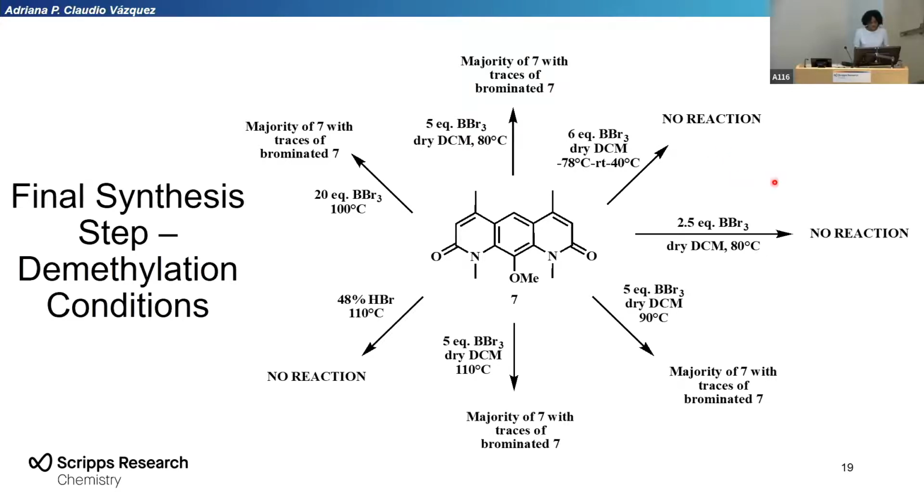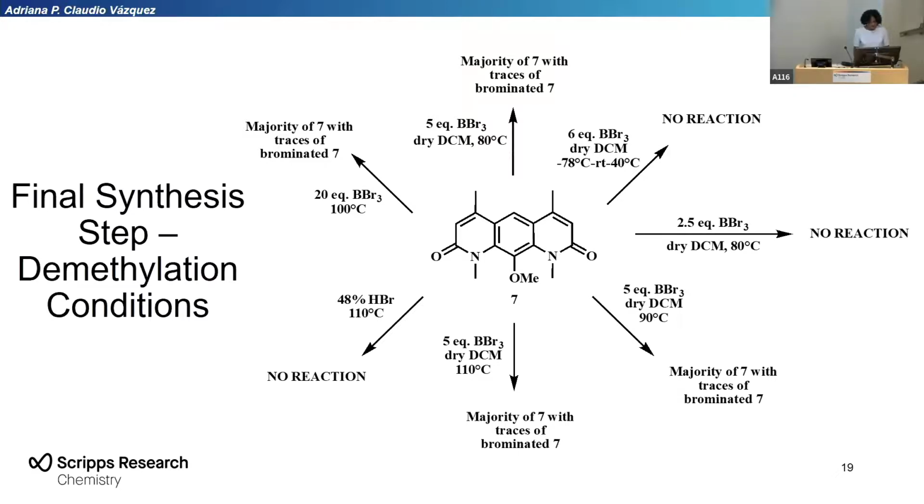We then proceeded to change the equivalents, but using higher temperature. That's why we did 2.5 equivalents at 80 degrees and 5 equivalents at 80 degrees. In the reaction with 2.5 equivalents, we did not see any reaction occurring, and in the 5 equivalent reaction, we actually obtained a little bit of brominated starting material, probably in the aryl position, but most of it was just starting material. After this, we increased the temperature to 90 degrees Celsius and obtained the same result. Then we increased it to 110 degrees Celsius, obtaining the same result again. So we decided to just wing it and go to 20 equivalents of boron tribromide at 100 degrees Celsius, but the results were exactly the same.